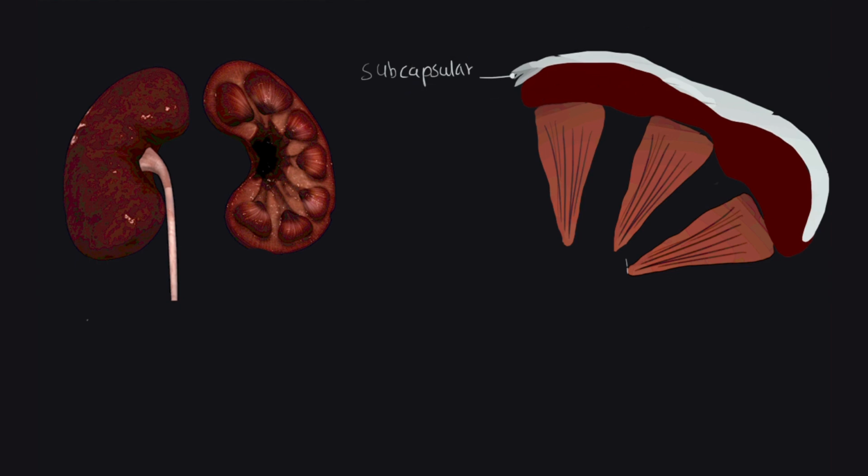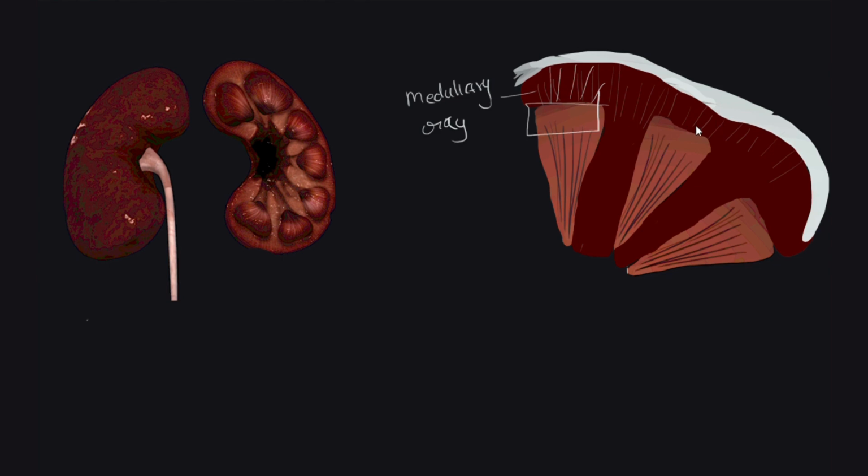Now, another thing that we can observe is that it projects inside, in between the renal pyramids, forming the renal columns. Then we have the medullary rays, which are basically the projections that come off near the peripheral region of the renal pyramids.